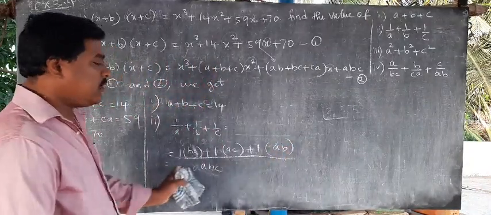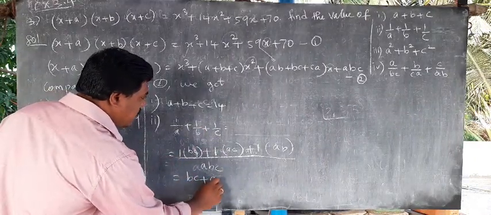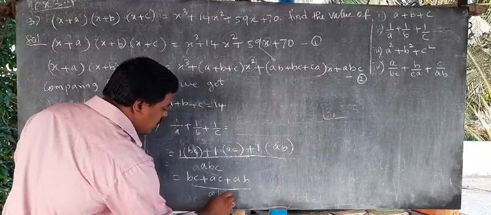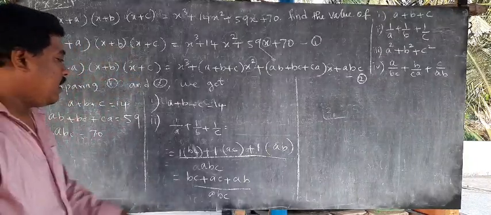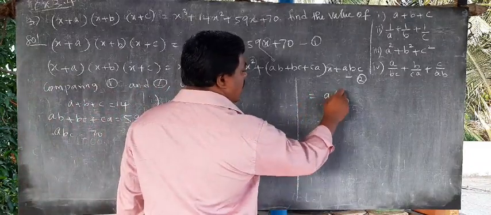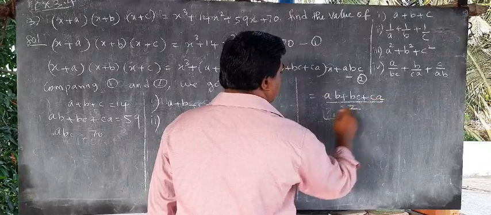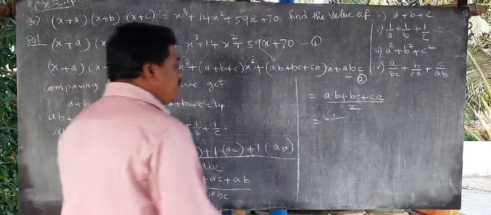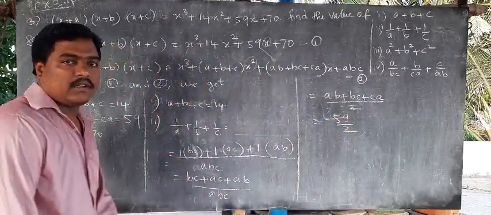Right? So like that we have to take the LCM. This equals BC plus AC plus AB by ABC. So this is AB plus BC plus CA. I arrange it in order: AB plus BC plus CA by 2, and AB plus BC plus CA is what? 59. 59 by 2. This is the answer, right?